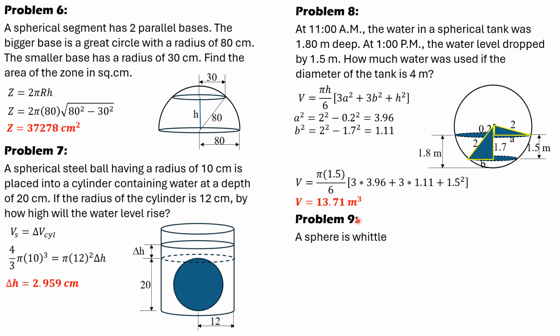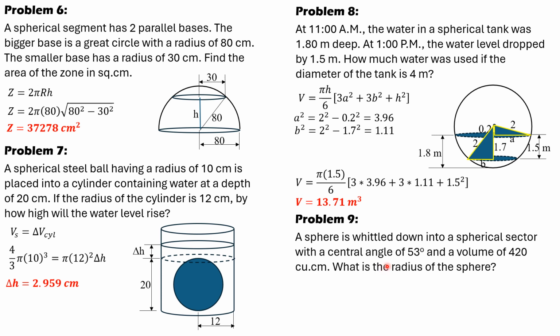Problem 9. A sphere is whittled down into a spherical sector with a central angle of 53 degrees and a volume of 420 cubic centimeters. What is the radius of the sphere? So the formula for volume originally is 2/3 pi r squared times h, but because h is also equal to r minus r cosine theta over 2, the volume of the spherical sector is 2/3 pi r cubed quantity 1 minus cosine theta over 2.